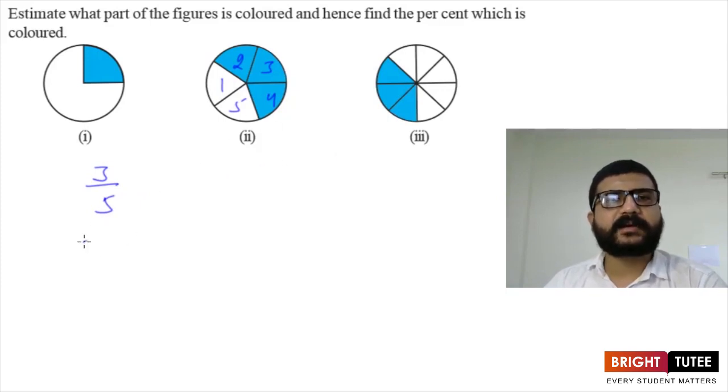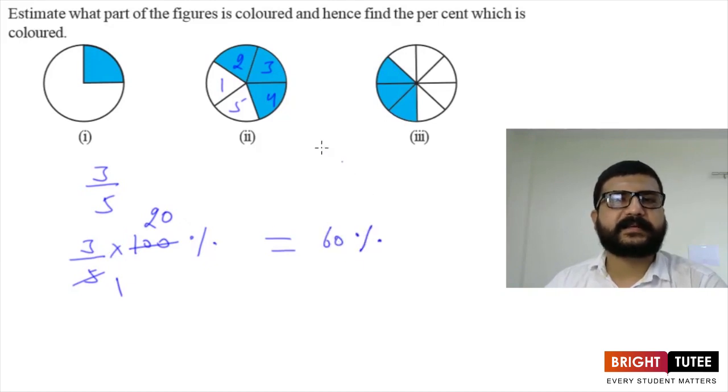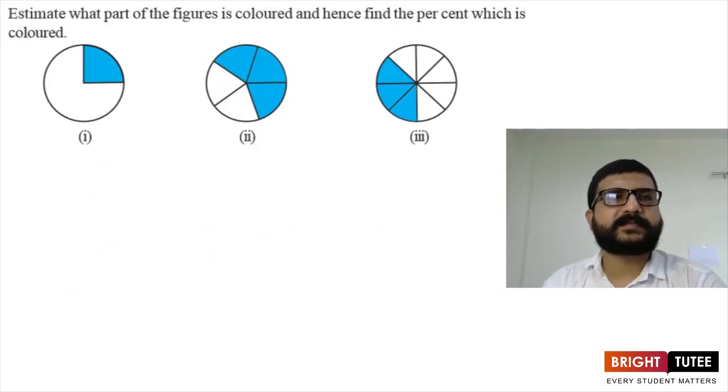And now we have to convert this into percent. What we will do for that? We will simply multiply this with 100. Now this becomes percent. Now let's simplify this. 5 ones are 5. 5 into 20 gives us 100. Now 3 into 20 will be 60. So this is 60%. So it means we can say that 60% of the figure is colored. Now let's move to the next part.